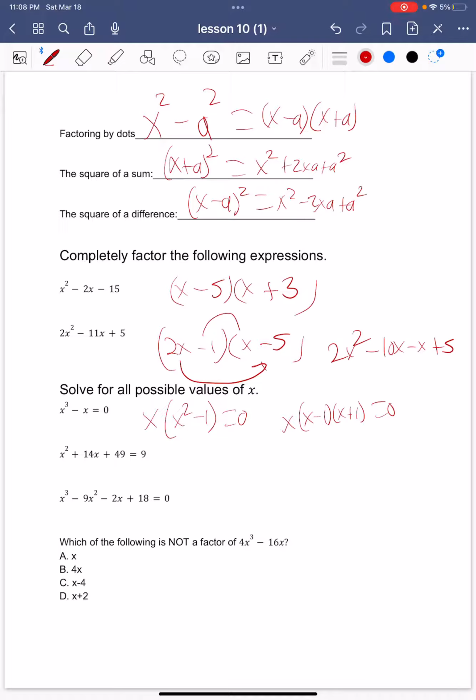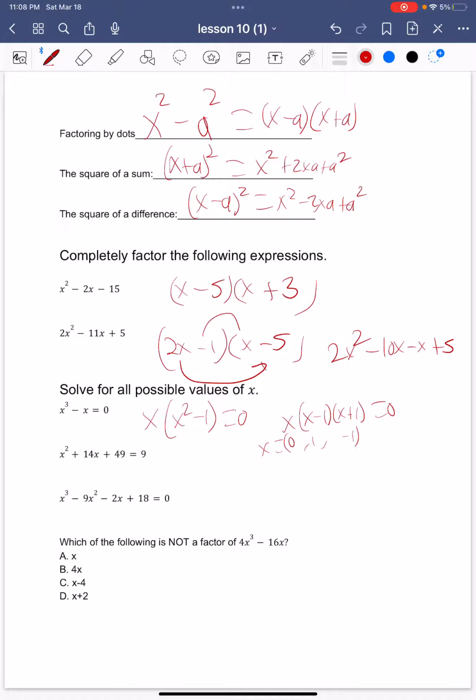And a general rule for when you're solving for a variable using factoring is you want to get it into its most factored form, and then you could solve for the values of x. So here, if x is 0, 1, or negative 1, then this equation is 0. So those are our three values for x.